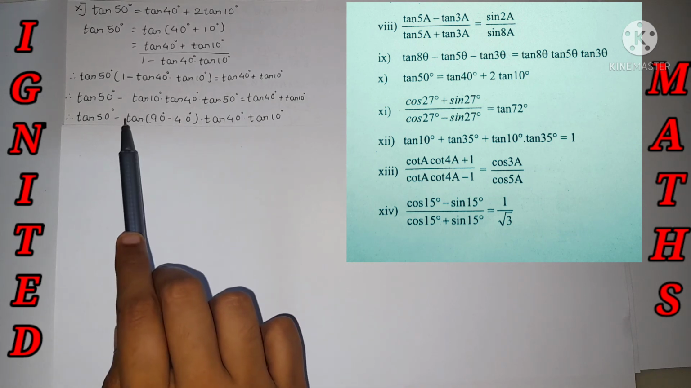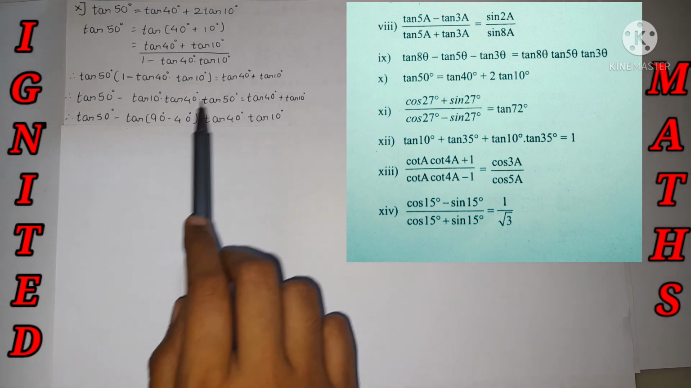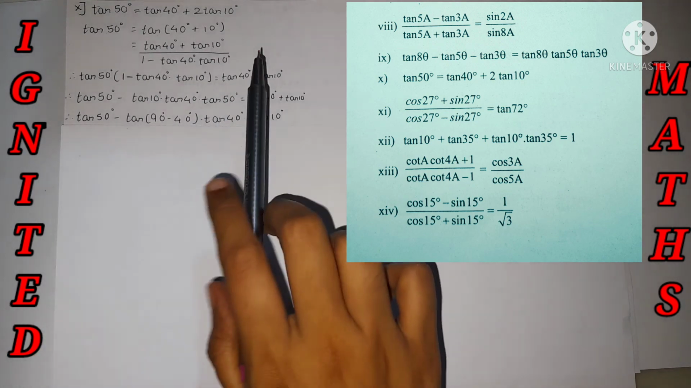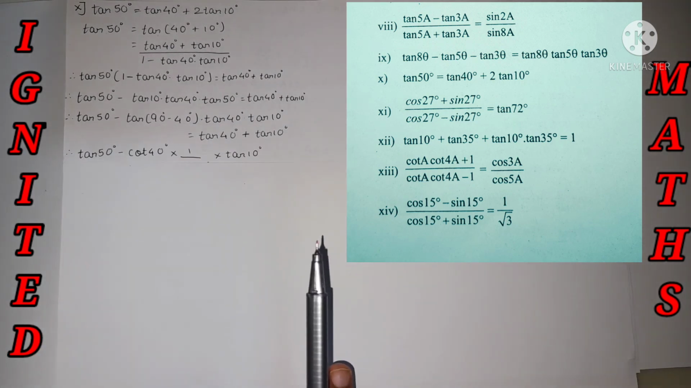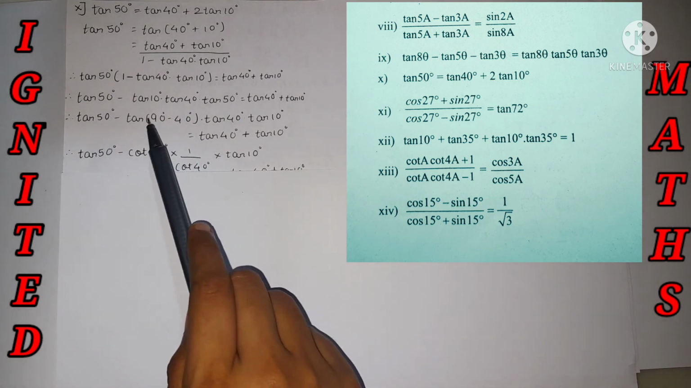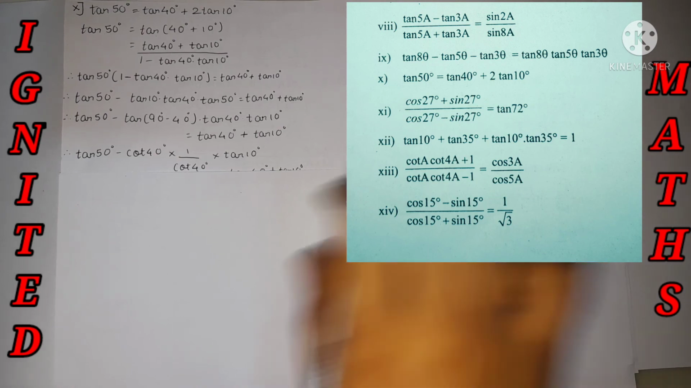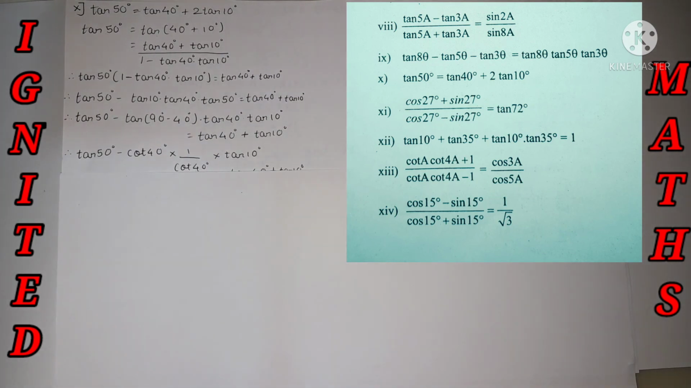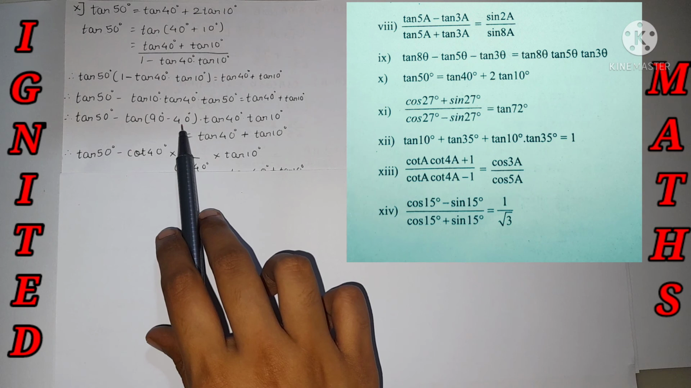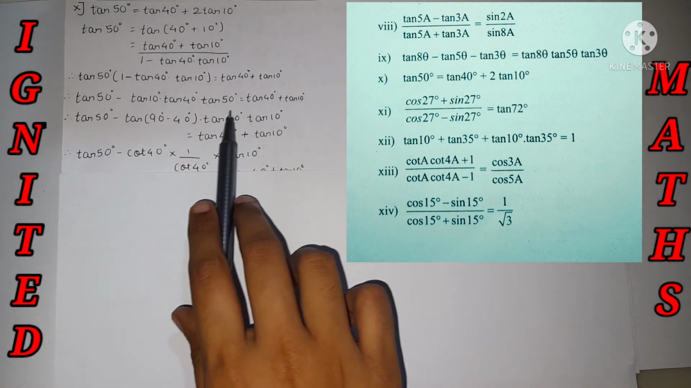Tan 50 degree is nothing but tan of 90 minus 40 degree. Yes, 90 minus 40 is equal to 50, and no changes at the RHS value; I have kept it as it is. Now over here, tan of 90 minus 40 degree is nothing but cot of 40 degree. 90 degree is nothing but my pi by 2 value. Yes, so tan of pi by 2 minus theta is nothing but cot theta.